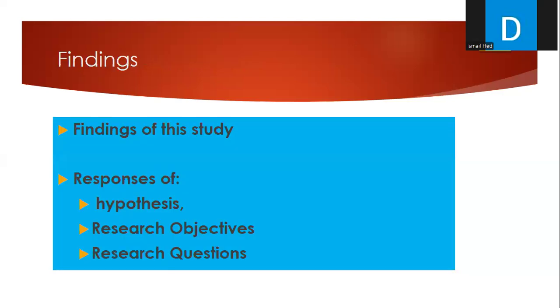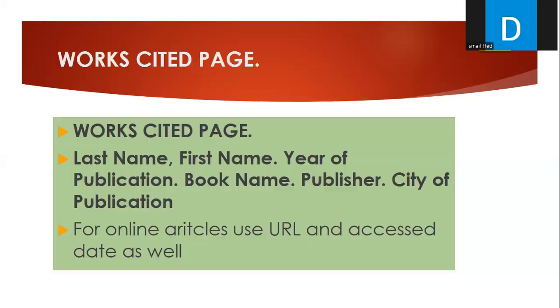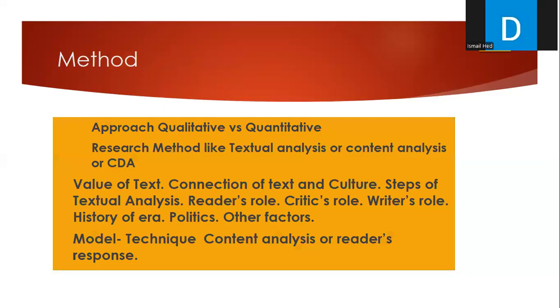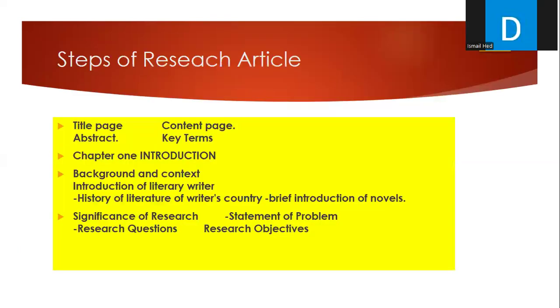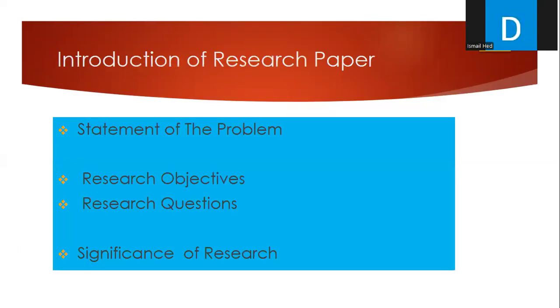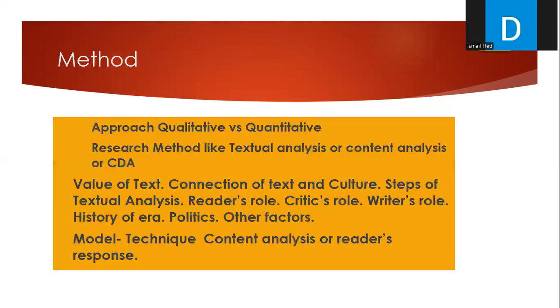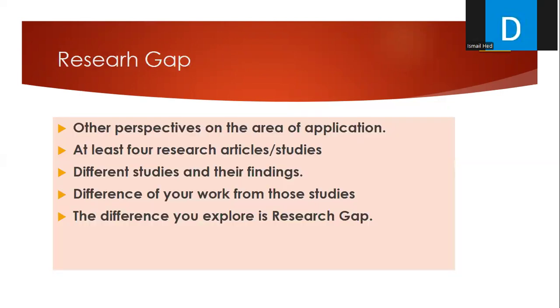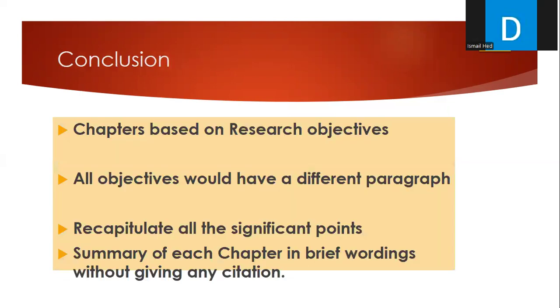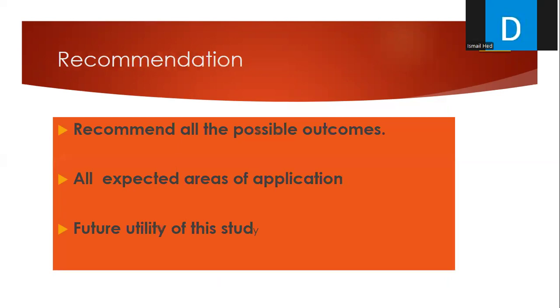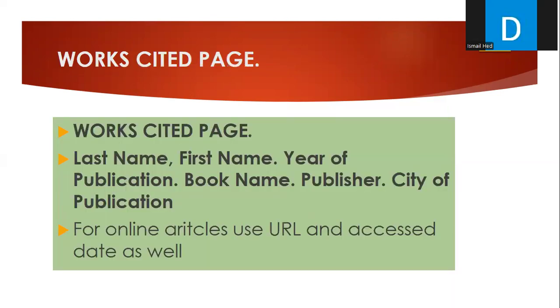So you have to follow all these processes while writing a research paper. You have to follow the introduction, and after the introduction you are going to write about the method, and then literature review, then research gap, analysis, discussion, conclusion, recommendation, findings, and works cited would be the last heading of your research work.